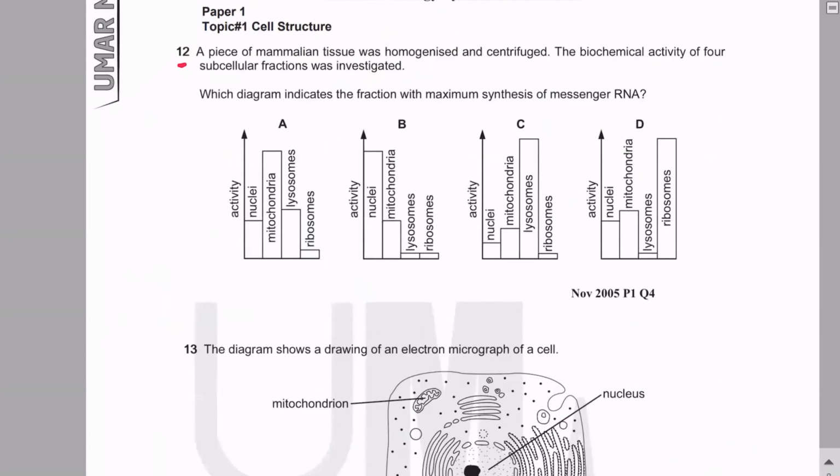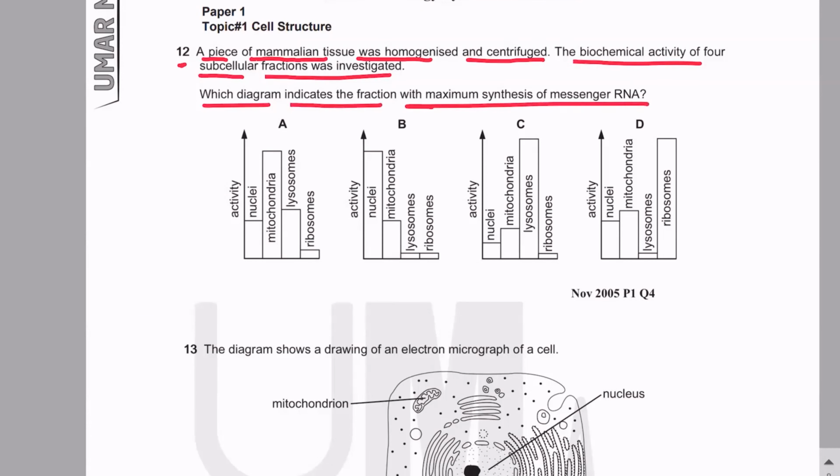Okay, MCQ number 12. A piece of mammalian tissue was homogenized and centrifuged. The biochemical activity of 4 subcellular fractions was investigated. Which diagram indicates the fraction with maximum synthesis of messenger RNA? So we discussed that messenger RNA is synthesized during transcription. When the genes are transcribed, messenger RNA are formed, right? Genes are in the nucleus. DNA is in the nucleus. And what is transcription? Transcription is when the gene is copied, right? And messenger RNA is formed. This is transcription and this occurs in the nucleus.